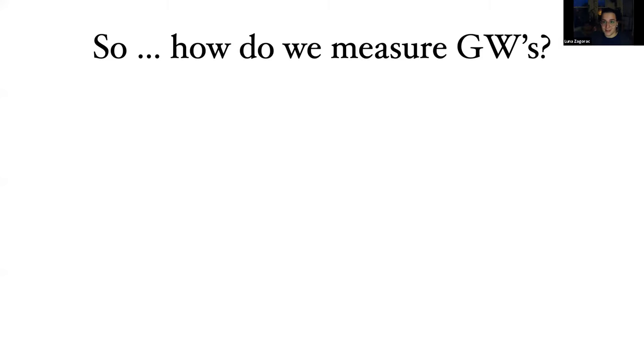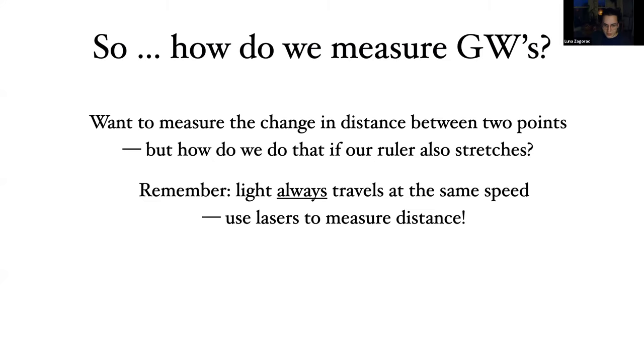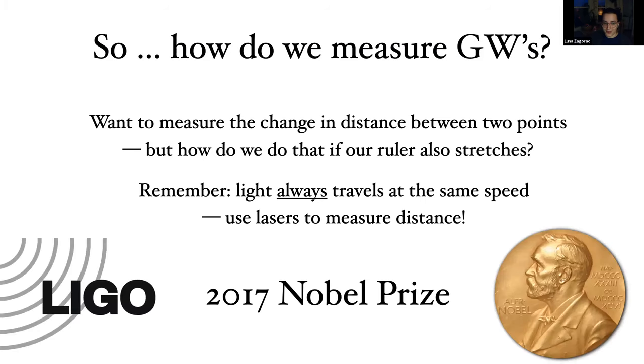So the thing is that the water is all around us. And so it's hard to measure it because even your ruler would stretch. The way that you measure it is you go back to this fact that I've been underlining, which is that light always travels at the same speed. And you can use lasers because light doesn't really care about the stretching. This is a very, very clever thought. And it won a whole bunch of very smart people the Nobel Prize in 2017.